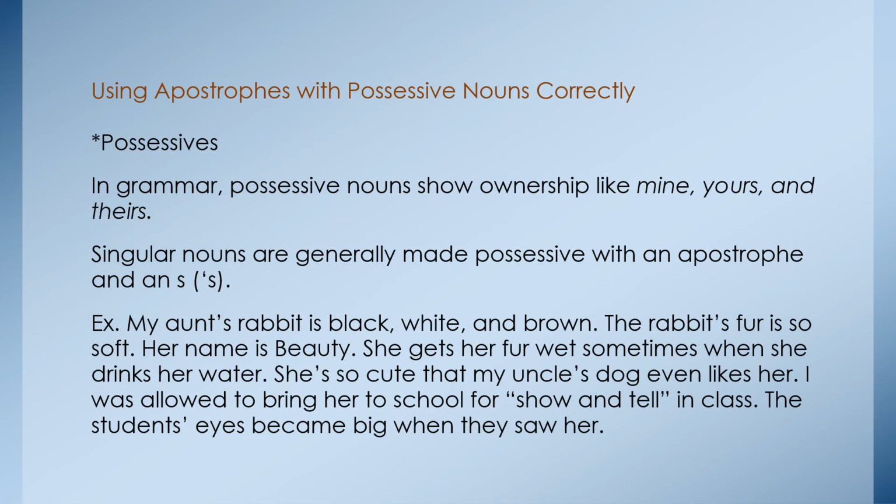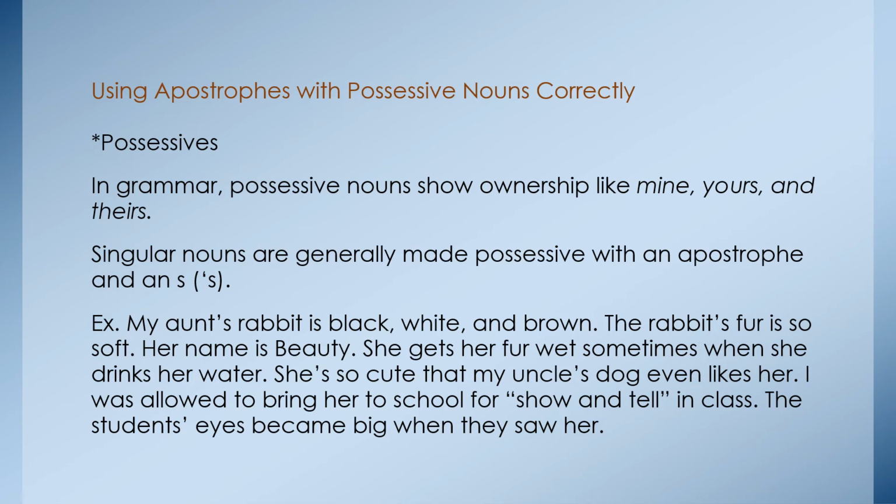Next, we're going to talk about using apostrophes with possessive nouns correctly. Possessives. In grammar, possessive nouns show ownership, like mine, yours, and theirs. Singular nouns are generally made possessive with an apostrophe and an S. Take a look at this example here.